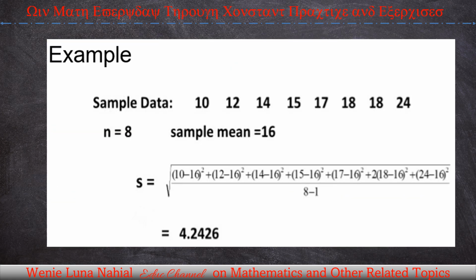Okay, we have here sample data. Then we have 8 observations. We have to take the sum of the observations divided by 8. You get a sample mean of 16.